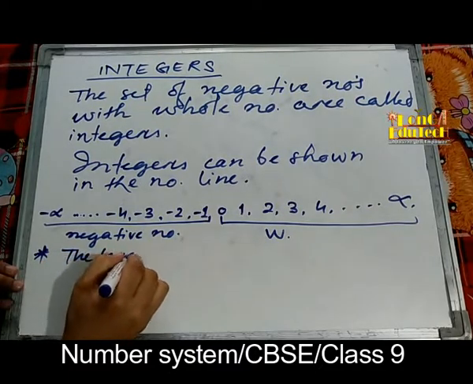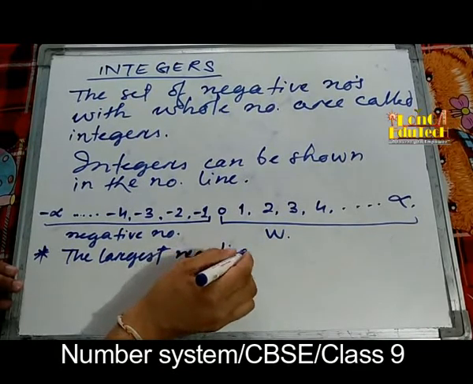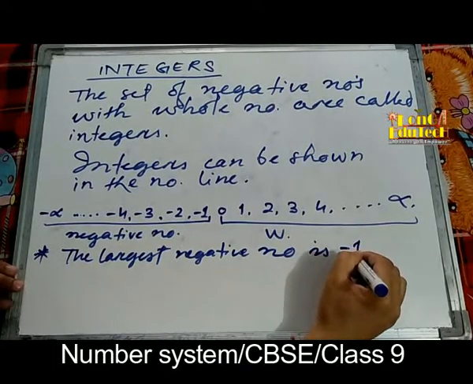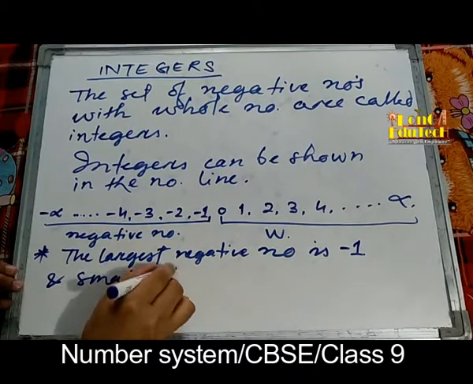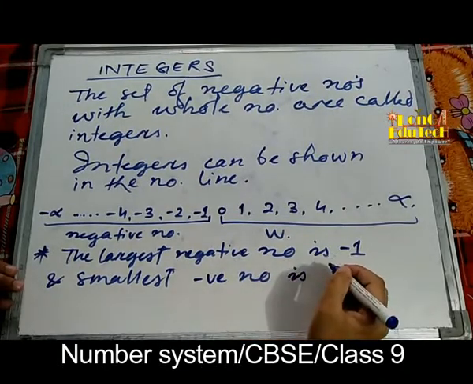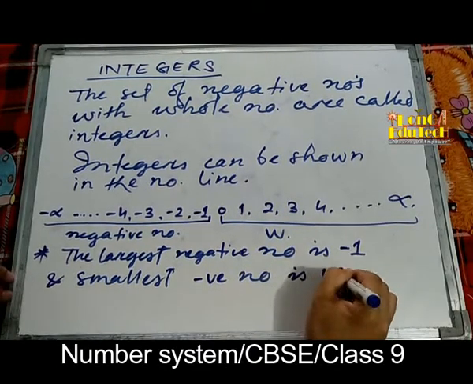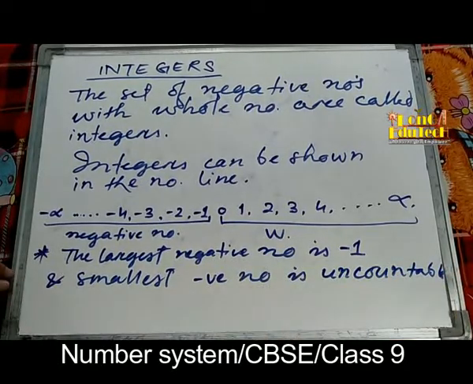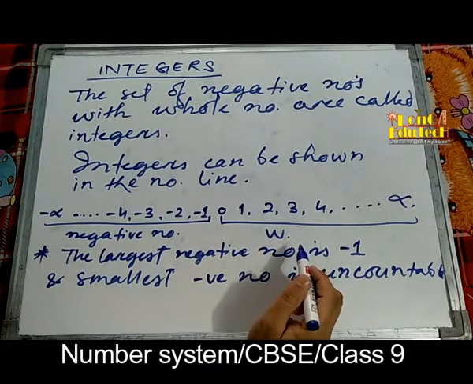The important point that we have to keep in mind is that the largest negative number is -1, and the smallest negative number is infinity, or you say it cannot be found out, or uncountable. Okay, so this we have to know, and for the whole numbers, as we know, 0 is the smallest and the largest cannot be found out.